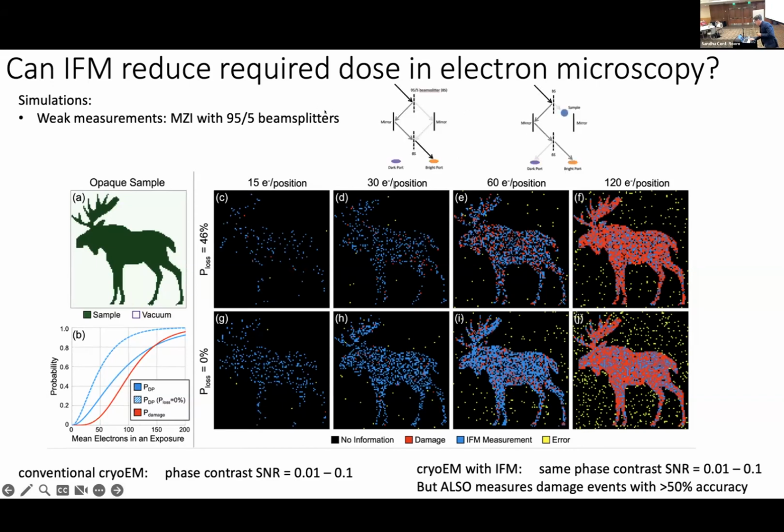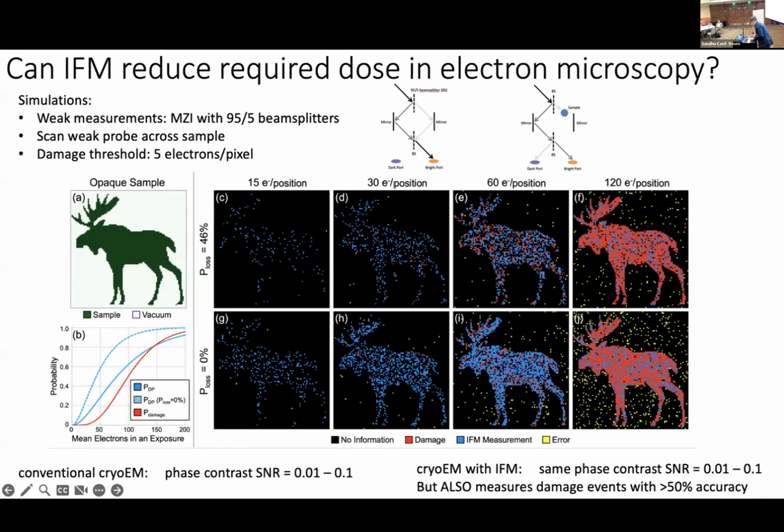So here I'm using a very weak probe. We're going to scan it across the sample, and we're going to allow ourselves five interactions before we declare a damaging event. The damaging events are in red, and if we get a dark port click, an IFM click, then we call it blue. We say there's an opaque object in the way.